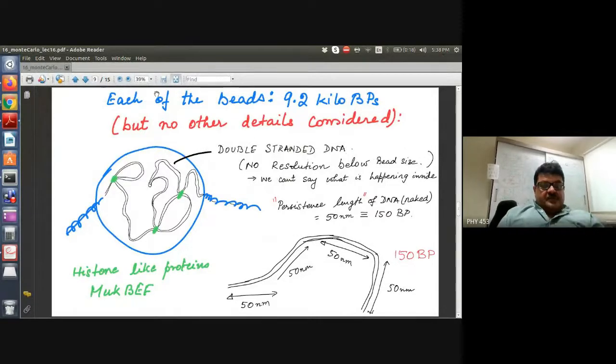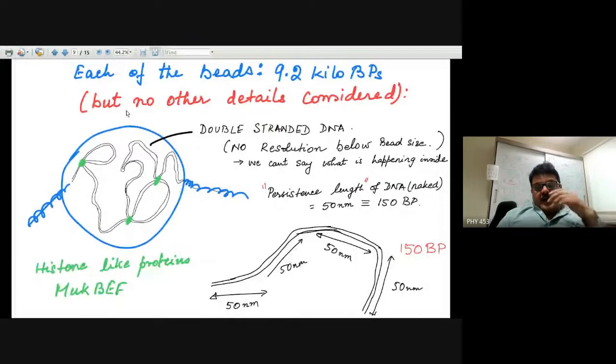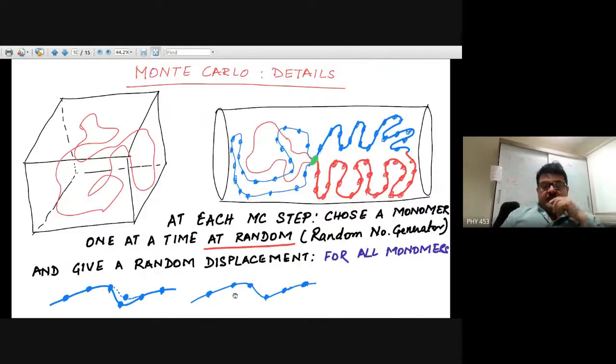So if I am looking at where one bead represents 9.2 kilo base pairs, which is much larger than the persistence length of the DNA, I can consider it to be a flexible polymer, but not if I was looking at physics at the length scale of 100 nanometers, say. Hence, it's valid.